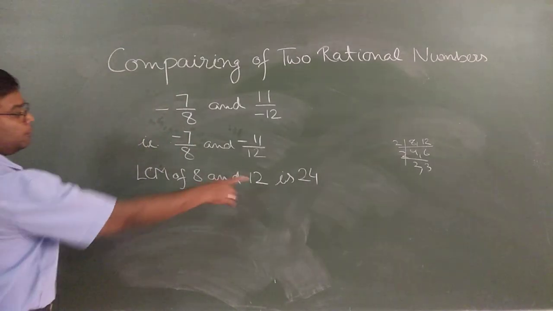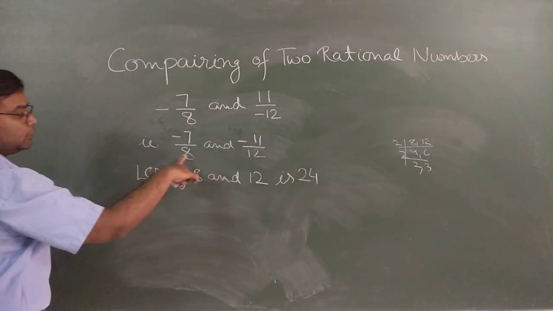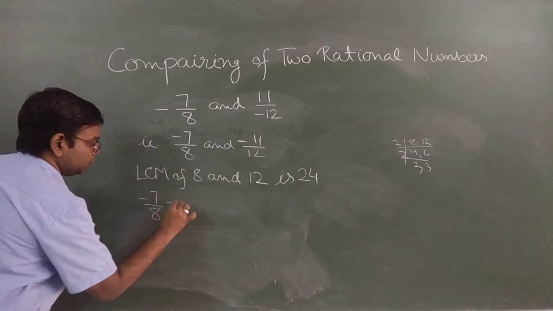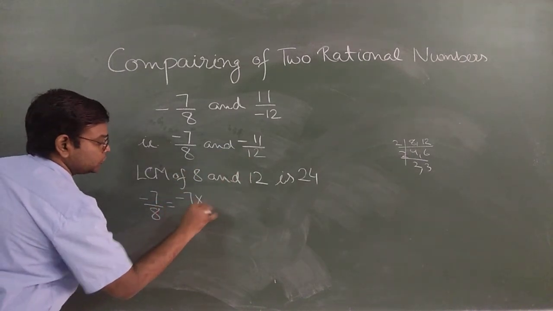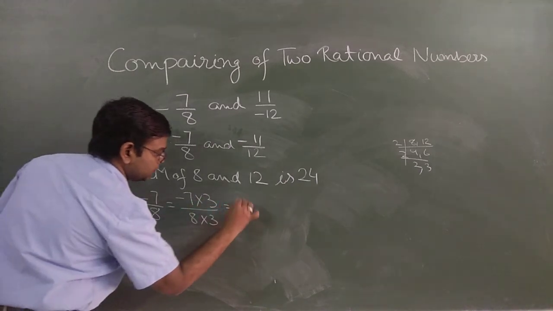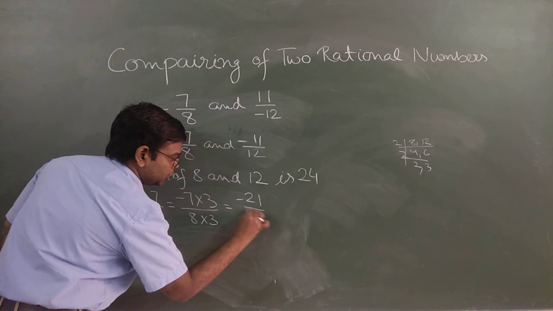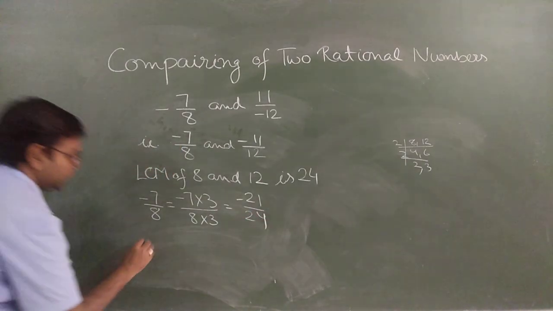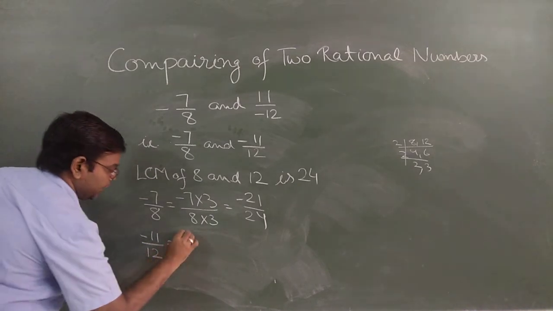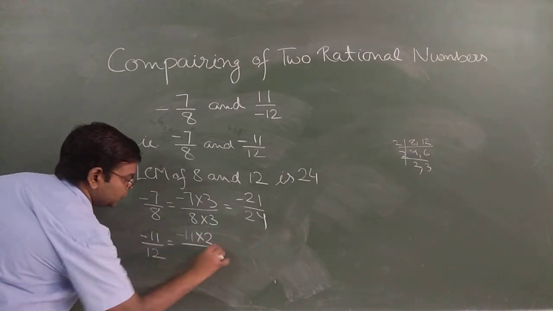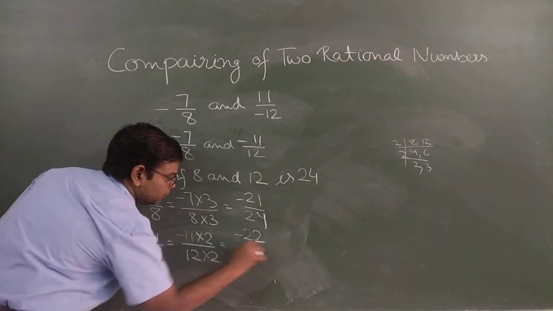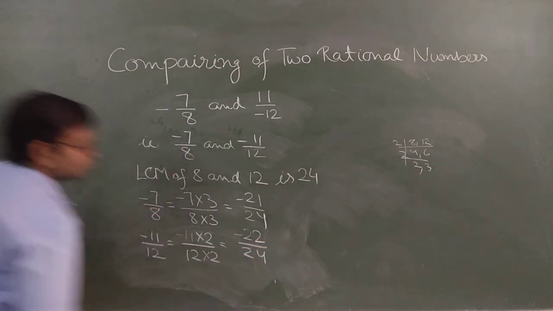Now make the denominator the same. So minus 7 upon 8 is equal to minus 7 into 3 upon 8 into 3, which is minus 21 upon 24. Then in case of minus 11 upon 12, it's minus 11 into 2 upon 12 into 2, which is minus 22 upon 24. So which one is greater?